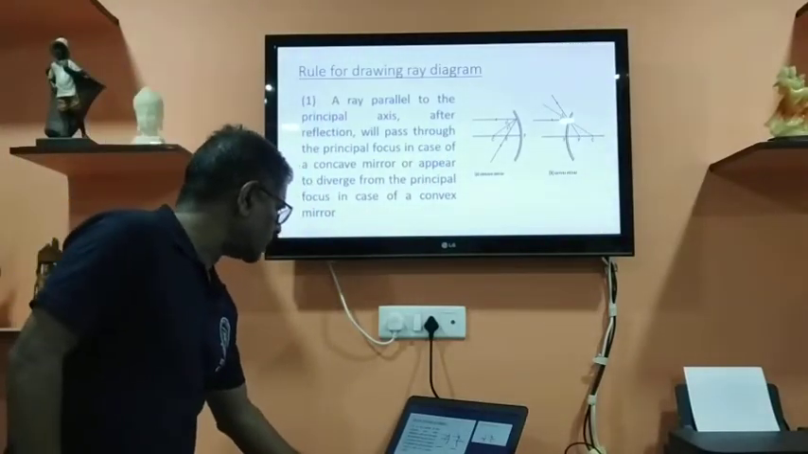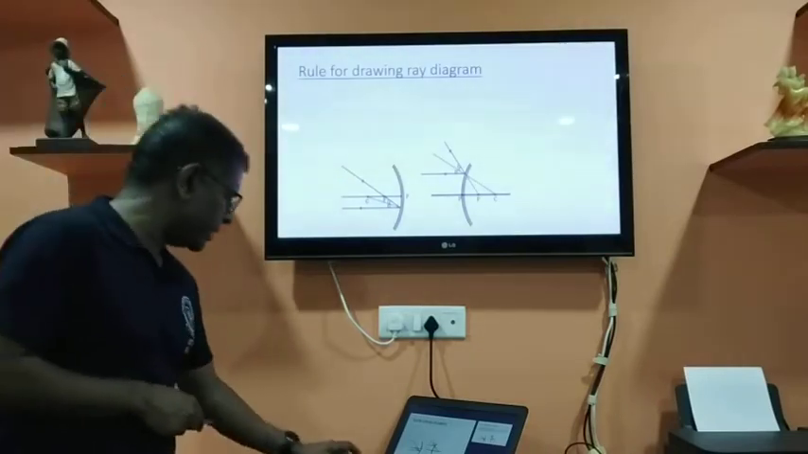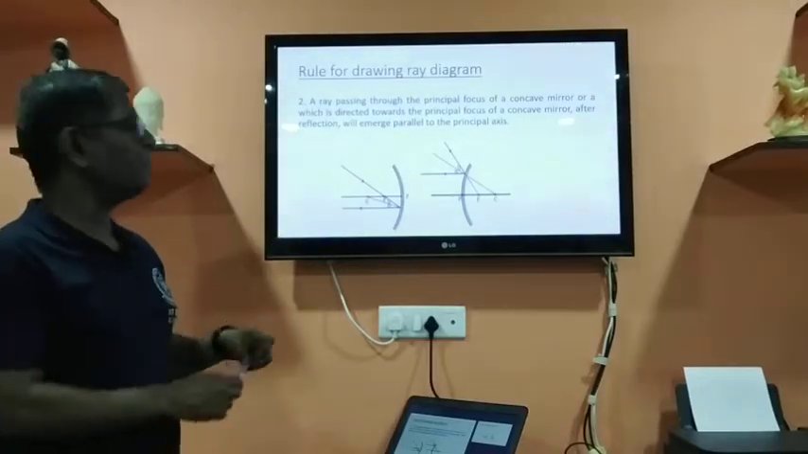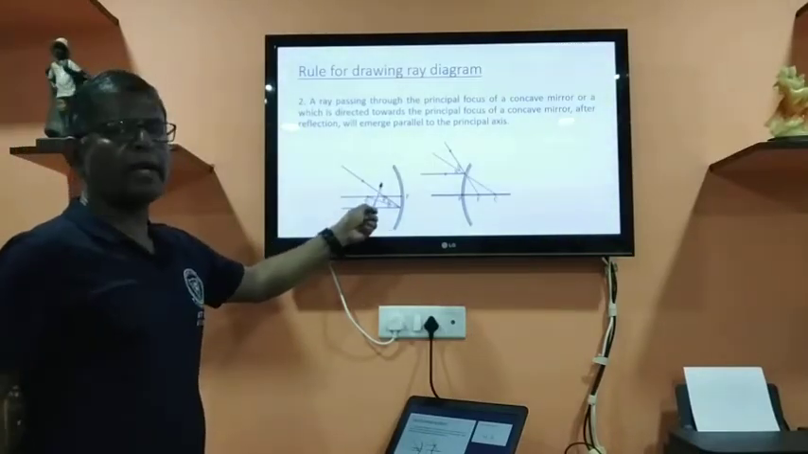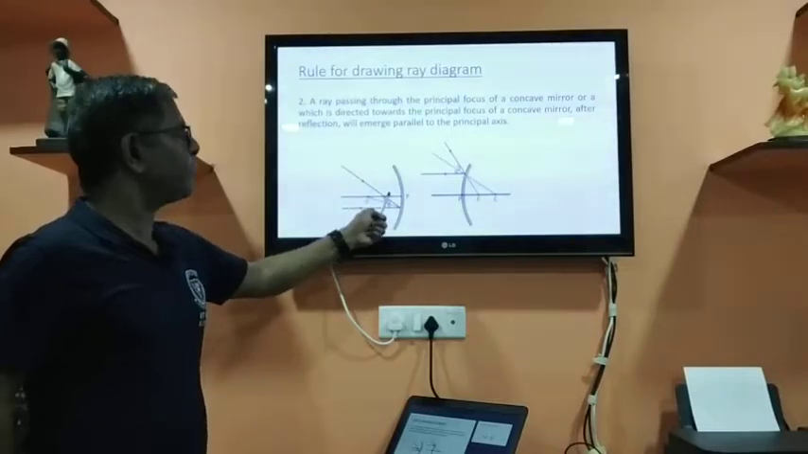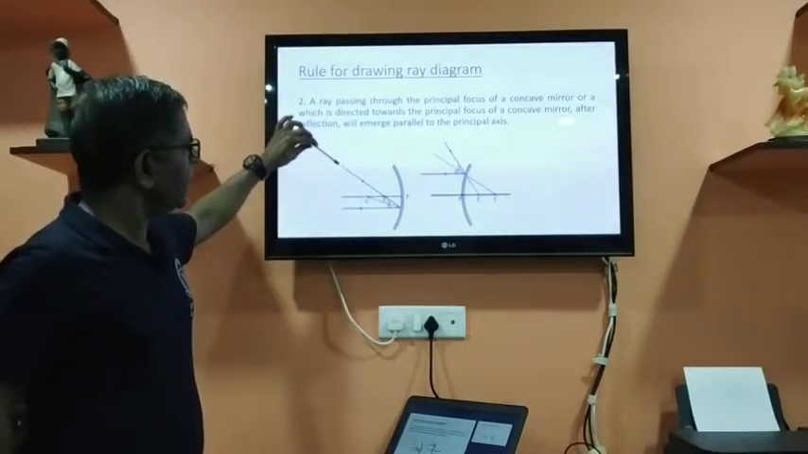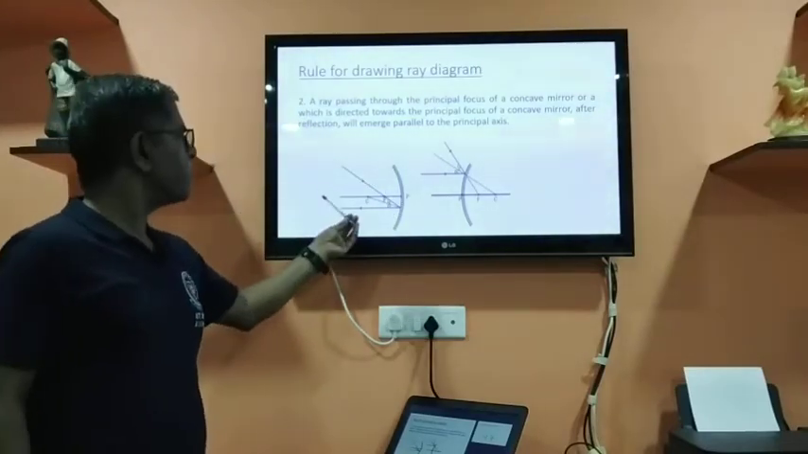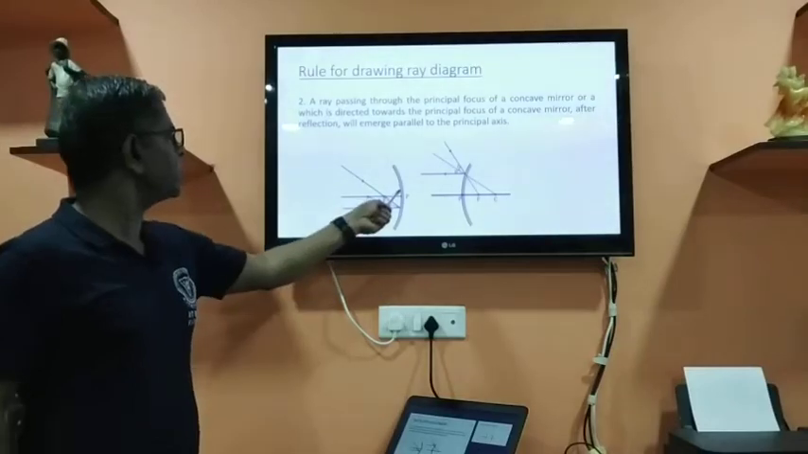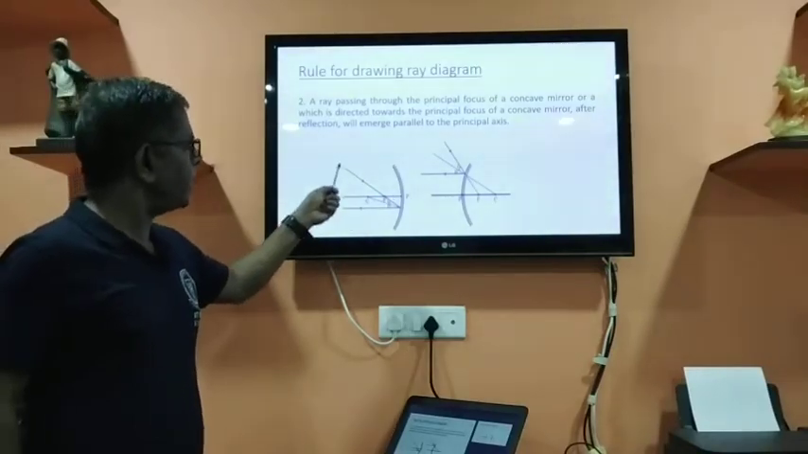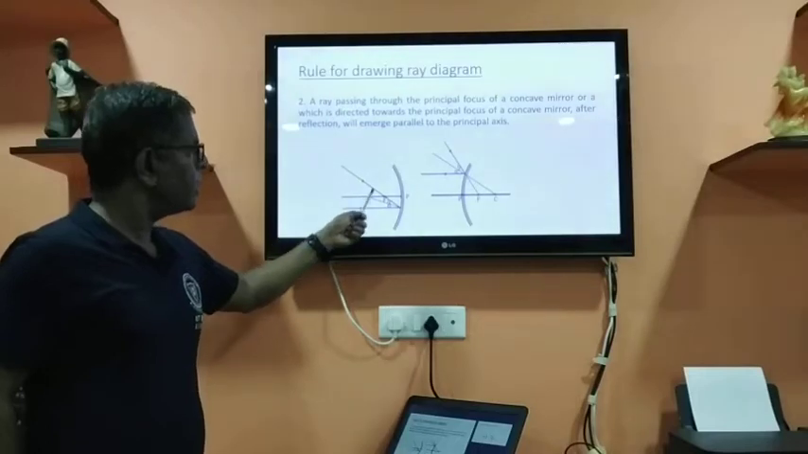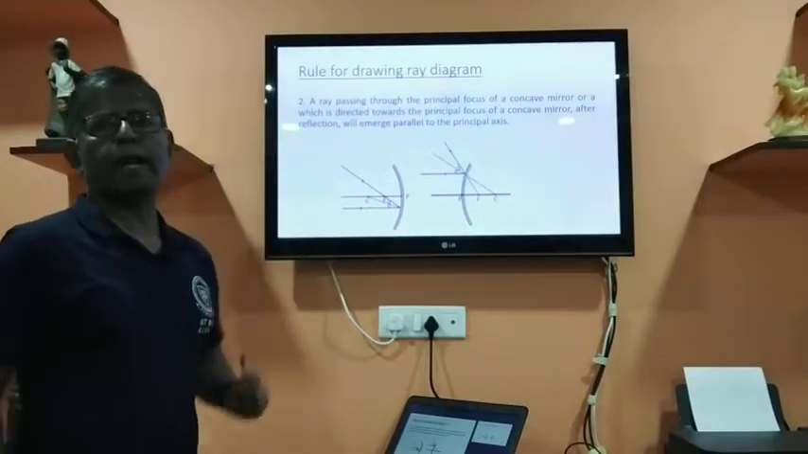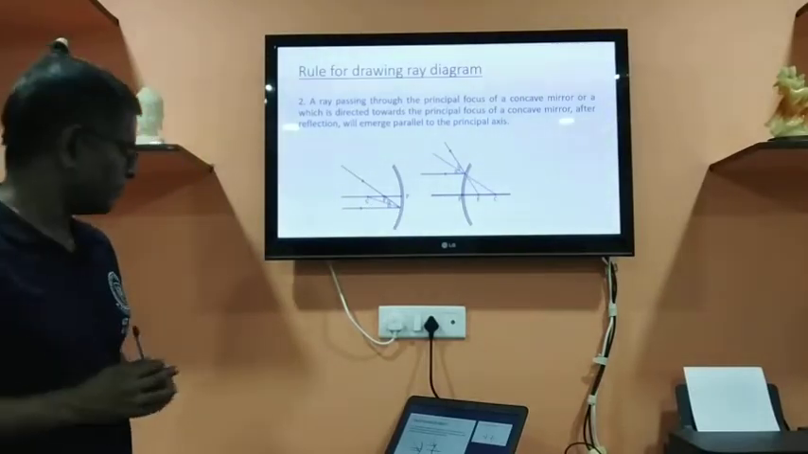Now let us see rule number 2. Rule number 2 says, if the ray is passing through the focal point, if you recollect, this is the focal point which is half of the radius of curvature, then after the reflection, it will become parallel to the principal axis. In this case, the principal axis is PC, and if you see the line, the light is passing through the focal point, and after reflection, it has become parallel to the principal axis. So this is rule number 2.